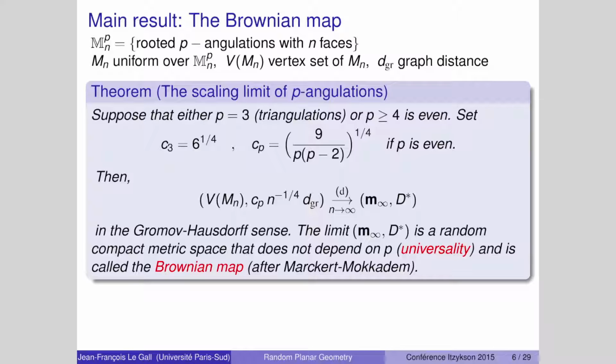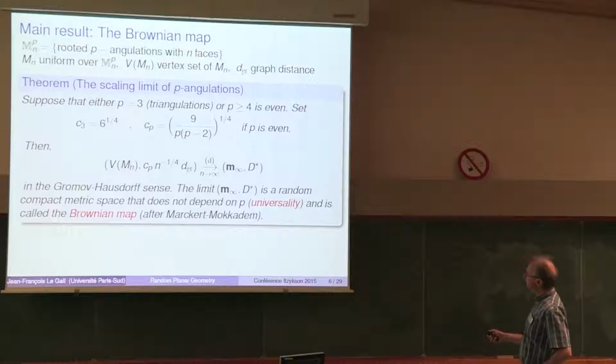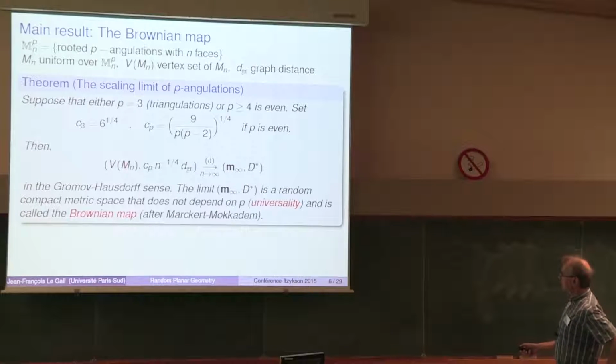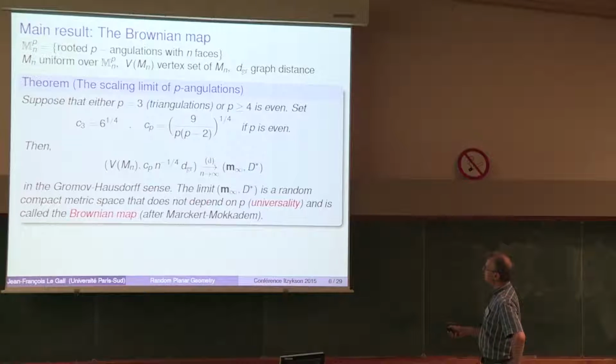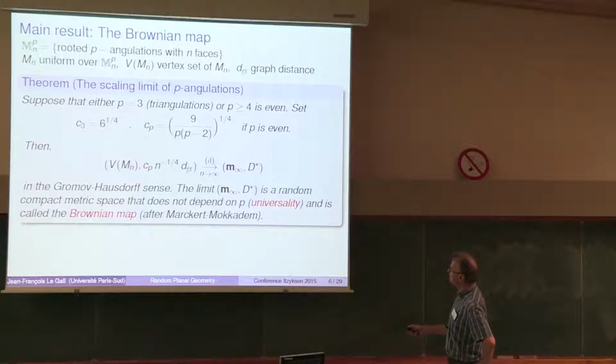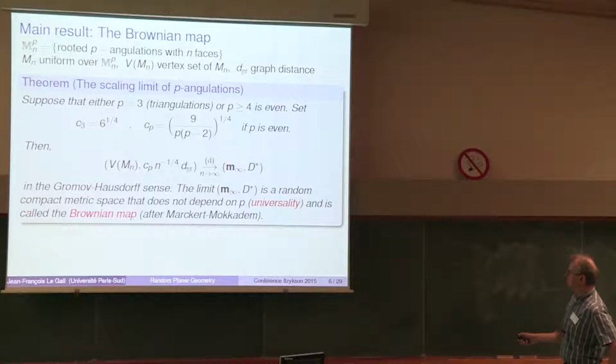at least if p equals 3 or if p is even, then the vertex set equipped with the graph distance, rescaled by the factor n to the power minus a quarter, and also rescaled by this constant Cp that depends on p, converges to a uniform limit in the Gromov-Hausdorff sense. This limit is called the Brownian map. And of course, an important feature is that the limit here does not depend on p. The reason why we put the constant Cp here is just to have uniqueness of the limit. Essentially, what is important is that the rescaling here is by n to the power minus a quarter.